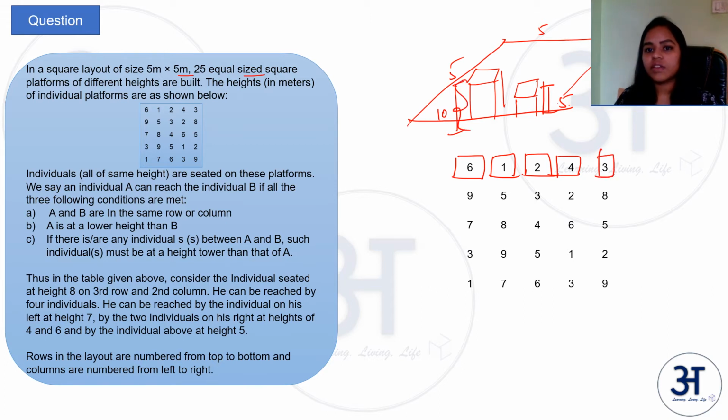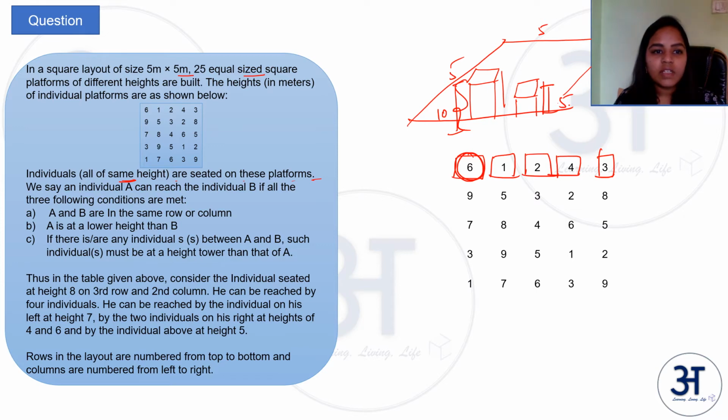These heights are given on the top here. Individuals all of small height are seated on these platforms. So this means that the individual's height need not be compared to the height of the platform. That means you need not add any height if the individual is on the platform.